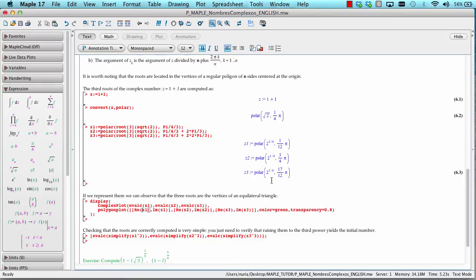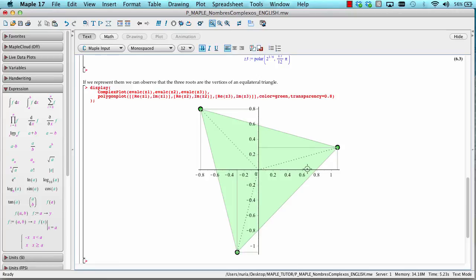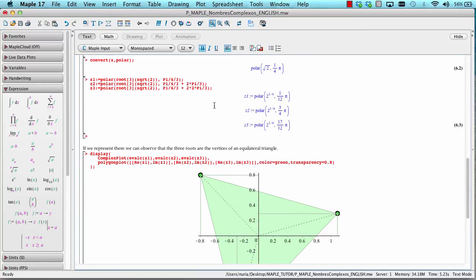Now, if all the moduli or magnitudes are the same and the angles are equidistant, you will see that they are placed on a triangle. So you compute the first argument by dividing by 3, and then since you have 3 different pieces of cake, the distance is going to be 2 pi divided by 3, 2 pi divided by 3, 2 pi divided by 3. So if I add here again 2 pi divided by 3, I'm going to end up having this one again.